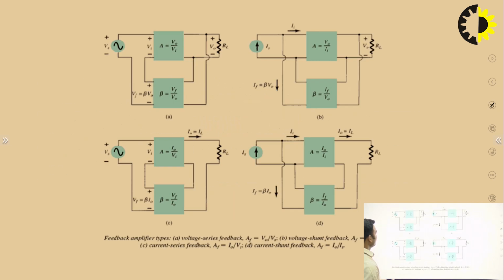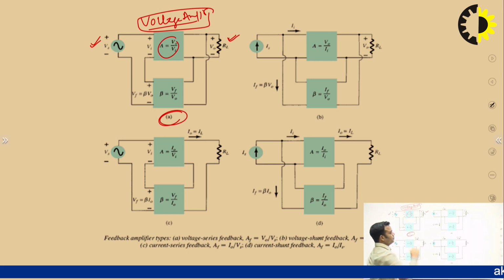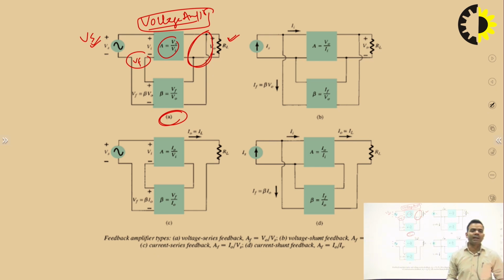I will consider these circuits one by one. It can be easily seen that in this case, output is voltage, input is also voltage. So, it is a voltage amplifier. And remember 2 things. Concentrate on this diagram only. In this case, 2 things are happening. One is sampling, that means how you are taking output. Another is mixing, that means how you are mixing this Vs and Vf. So, you need to remember 2 concepts, one is sampling, another one is mixing.